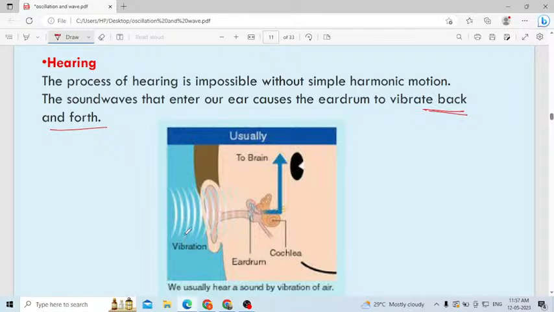See here, the sound waves will be oscillating like this. They will be in the form of a wave. Once these sound waves reach the eardrum, here you can see the eardrum, the eardrum will start vibrating. This is also an example of simple harmonic motion.